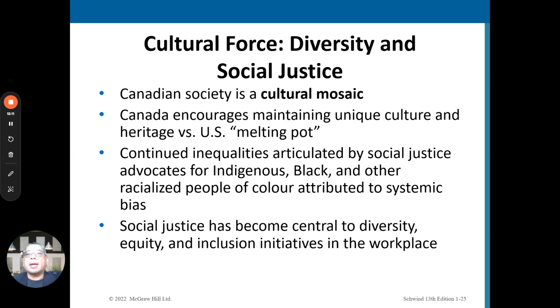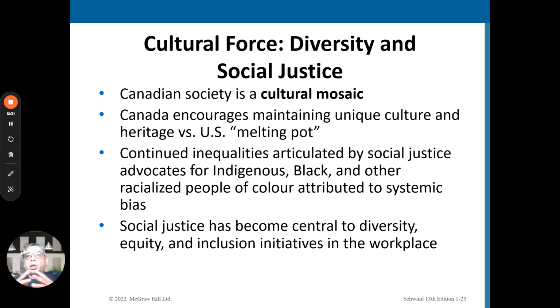Culture force: diversity and social justice. Canadian society is a cultural mosaic, where Canada maintains unique culture and heritage, versus the U.S. melting pot. So it's two different strategies of integrating new immigrants. For the U.S., it's more of a melting pot approach.